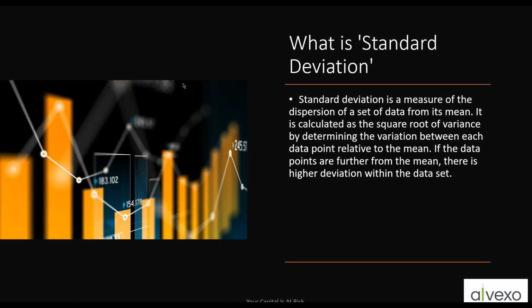So what we're going to do is calculate the variation between the moving average on the chart at that 1 hour, and what's the variation between it and the open, it and the close, it and the high, and the moving average and the low. Now, let's talk about that. If the data points are further from the mean, there's a higher deviation.